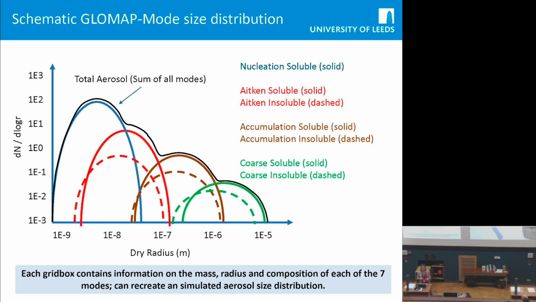The size distribution isn't being represented in the model at every time step. You have to take the information that is there and reconstruct it yourself afterwards in order to compare it to observations, because what we actually track is the amount of each component that's present, and from that you can then work out the size of these modes.